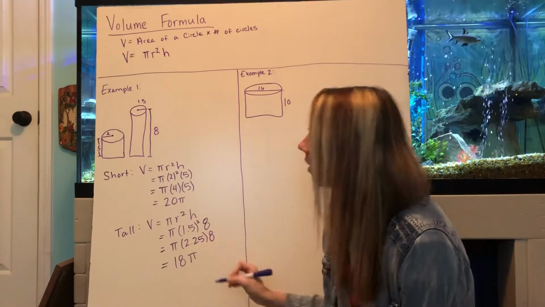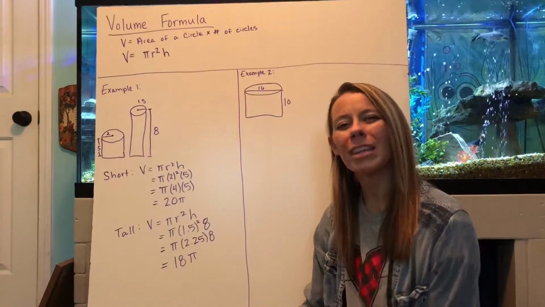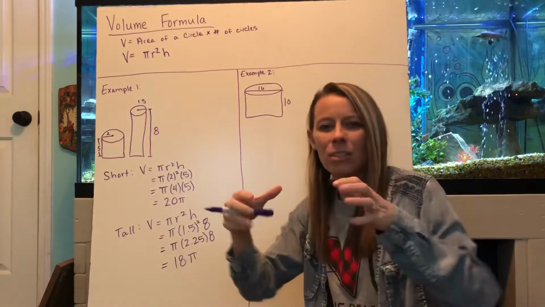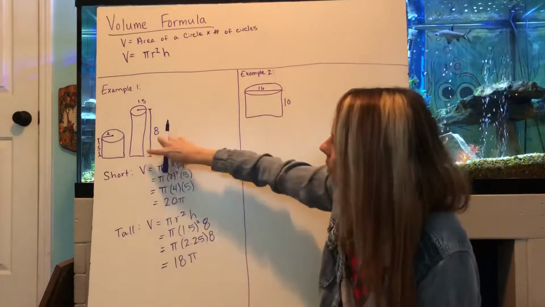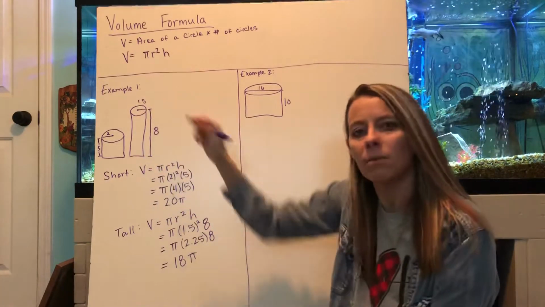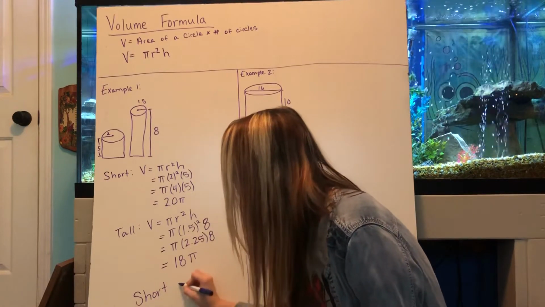So in conclusion, the short one actually holds more water, and that's because that base is bigger. So your circles that you're stacking on top of each other are bigger than these small circles stacked on top of each other. So the short cylinder holds more.